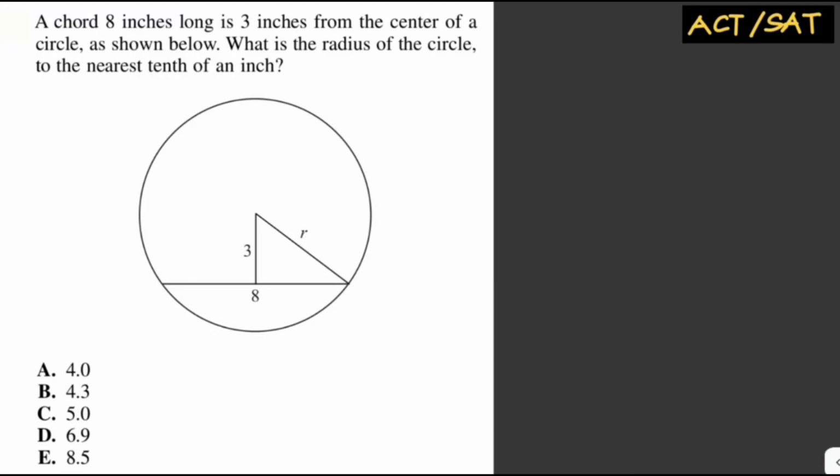So we're given here the chord, which is 8 inches long and is 3 inches from the center of the circle. So that means that half of the length of the chord is just equal to 4 inches. And 4 inches here is just one of the legs of the triangle. Now we take note that the distance between a point and a line that is measured perpendicular to the line will form a right triangle. So the triangle here that is formed is just a right triangle.